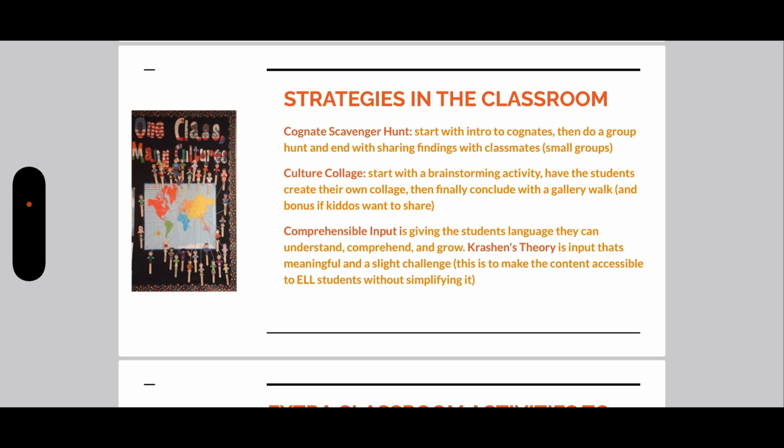The first one being a cognate scavenger hunt. So a cognate is a word that sounds similar in two different languages. So for example, familia and family. The Spanish speaking student will be able to pick up that familia means family in Spanish and vice versa. Family means familia in Spanish. They'll start with intro to cognates, and then they'll do a group hunt and end with sharing their findings with classmates in small groups. This will help them feel, again, less shell shocked, and they'll actually be able to speak a little more freely, and they'll get that practice in.